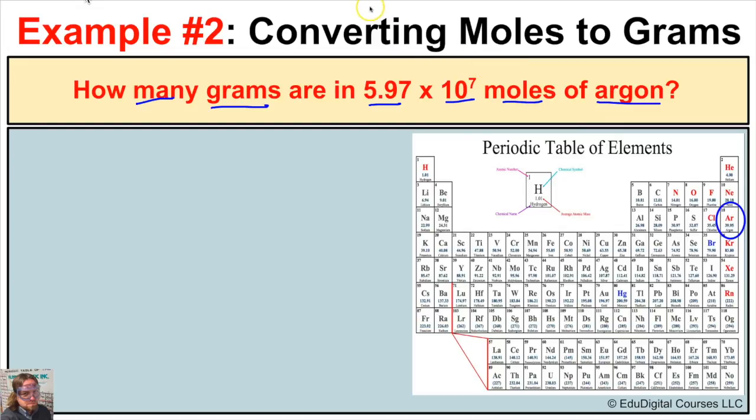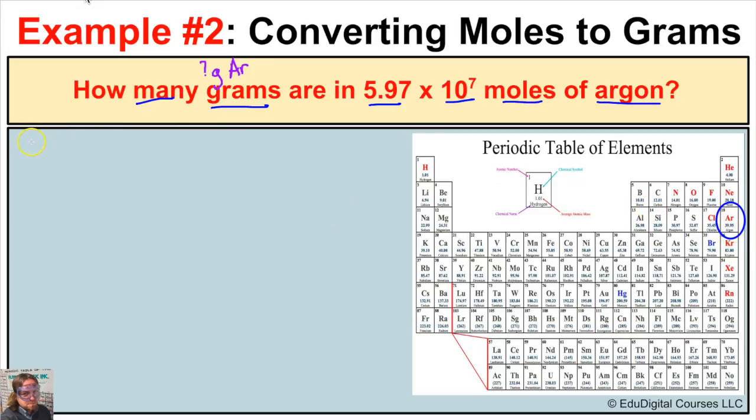And so let's take a closer look here. If we take a close look, it says how many grams are in 5.97 times 10 to the 7th moles of argon. So in this problem here, we know the number of moles of argon, and what we're trying to figure out is the number of grams, right? We want to figure out the number of grams of argon there are if we have this many moles of argon. So we have to take a look at our periodic table and figure out what the molar mass of argon is. And if we take a look really close, it tells us right here, right?